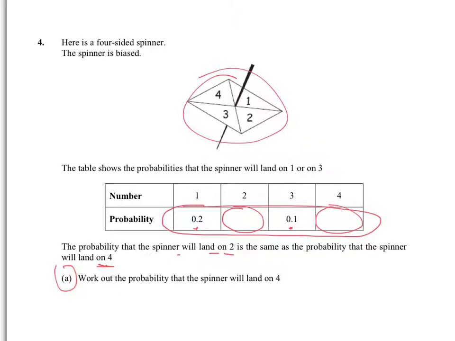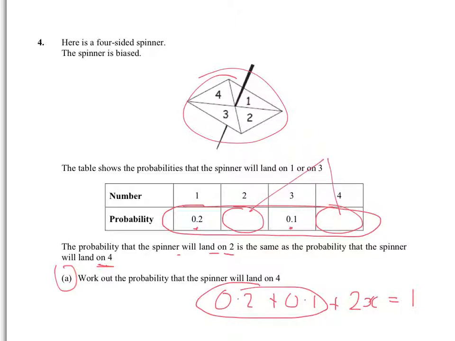So what I've got is 0.2 plus 0.1 plus 2 lots of something or other. I'll call it x, equals 1. So those two together make 0.3. So that means that these two gaps altogether are made of 0.7. So these two gaps between them have got to be half of 0.7 each, so 0.35, and if you need to, you can type that in your calculator and do 0.7 divided by 2.